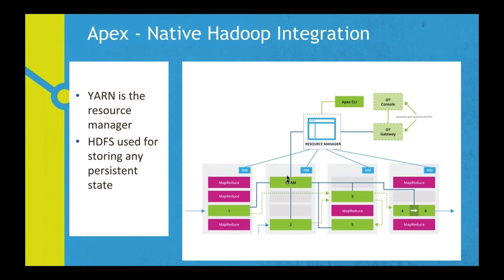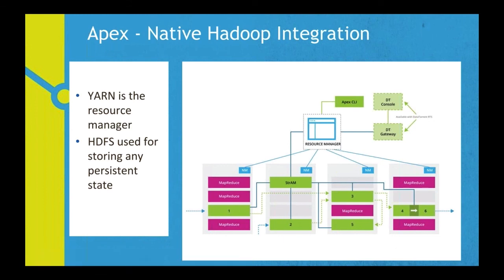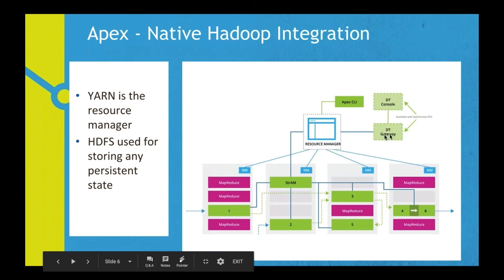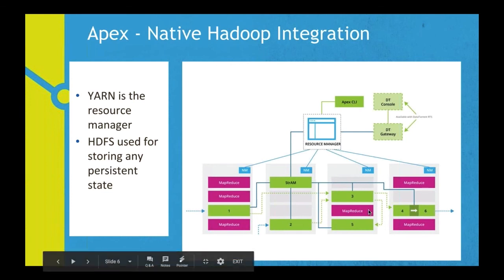which requests resources from YARN, and YARN allocates resources on different nodes for the streaming application, and the streaming application master takes care of coordinating the containers. If a certain container fails, it goes back to the resource manager and asks for resources again. And there is the DT console and DT gateway, which is on top of the Apex platform. There is an Apex CLI as well, which gives the same information, but from the command line.